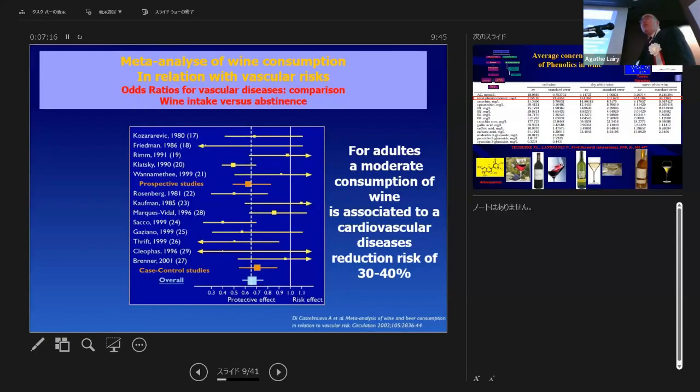A lot of epidemiological studies have been done. You can see here some work from Di Castelnuovo in 2002, almost 20 years ago. And if you look at all these studies, prospective studies or case control studies, we can see that on average for adults, a moderate consumption of wine is associated with a cardiovascular disease risk reduction of about 30-40% when you take all the studies. So it was already something that we knew, in the last century.